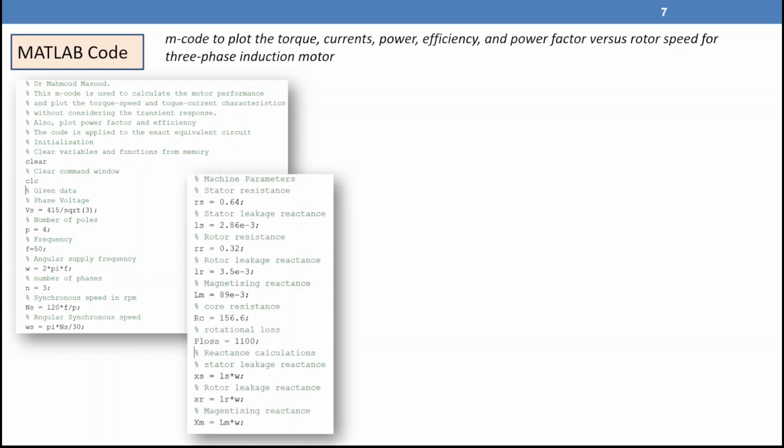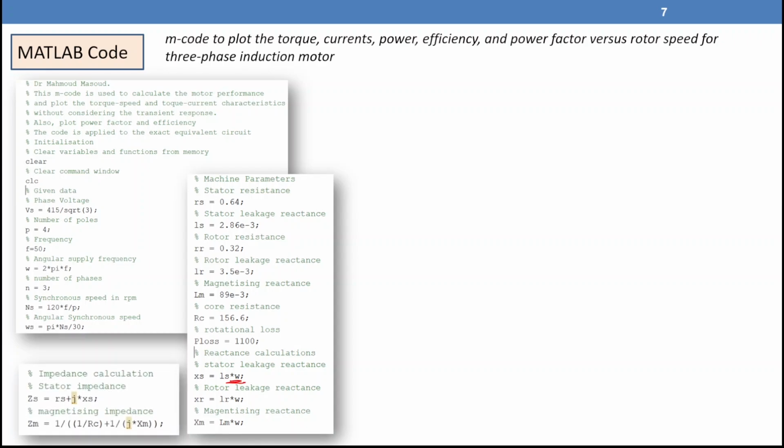The second step is to input all the parameters: R stator, L leakage stator. How do you calculate the L leakage stator? Given in the problem is the reactance at 50 hertz, so X over 2 pi f can give you the inductance. So the inductance of the machine, L leakage stator, for example, here is 2.86 millihenry. We need that one at the frequency 50 hertz. So later on when we calculate it, we have X stator equal to L stator multiplied by omega. So we entered all the parameters.